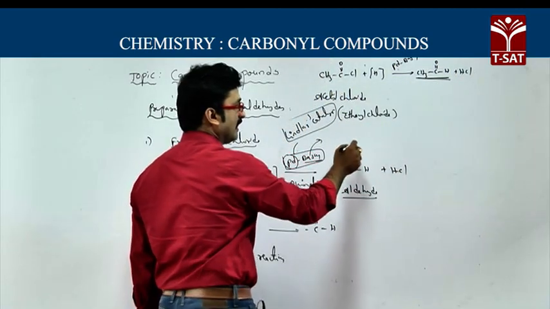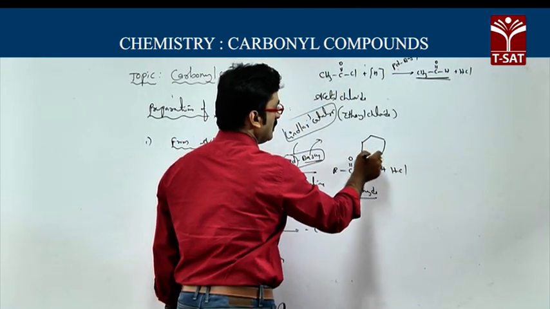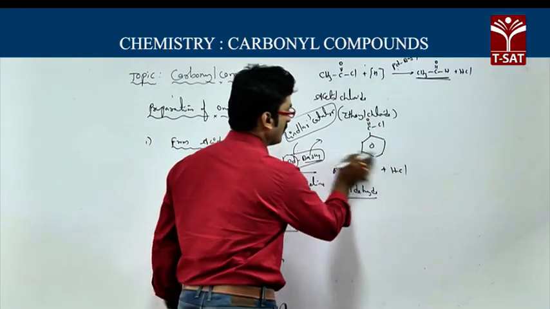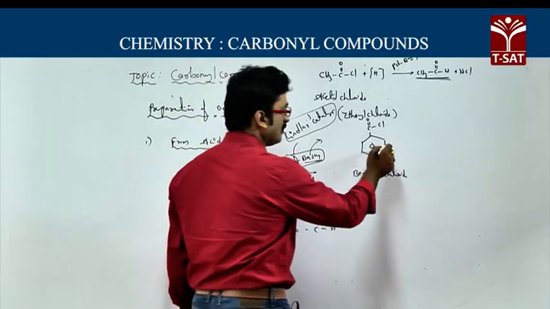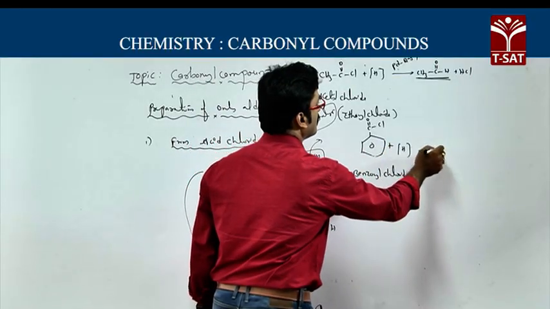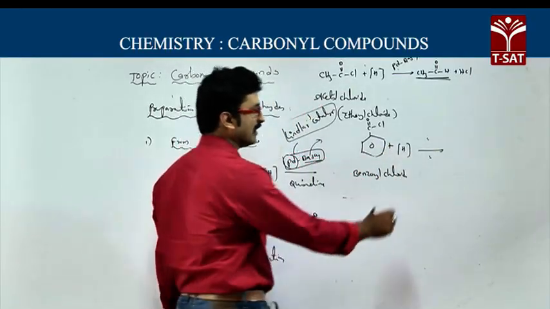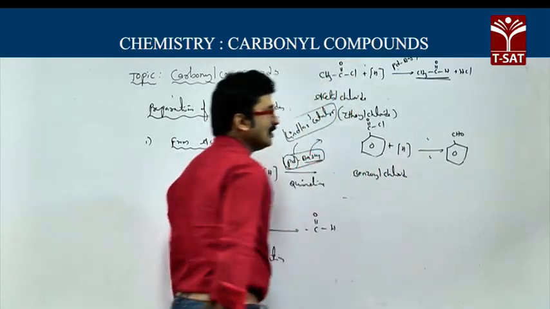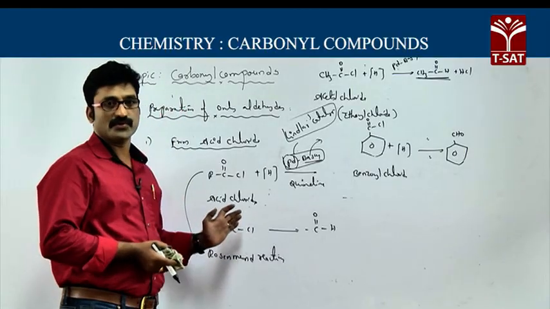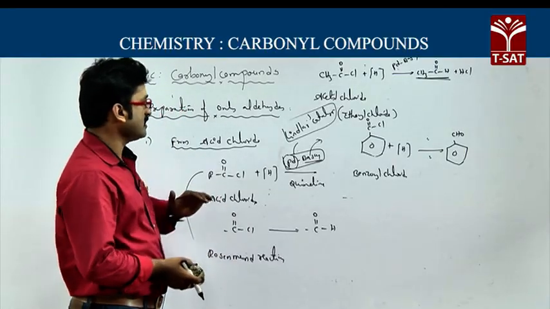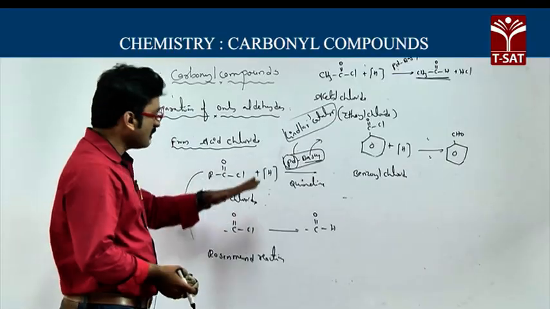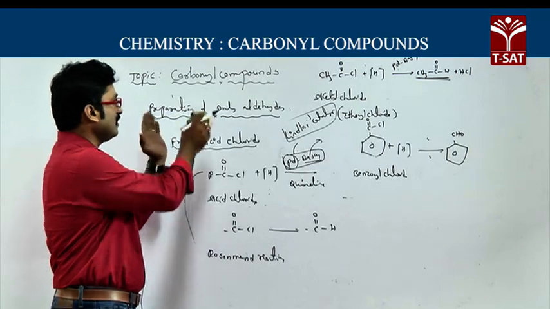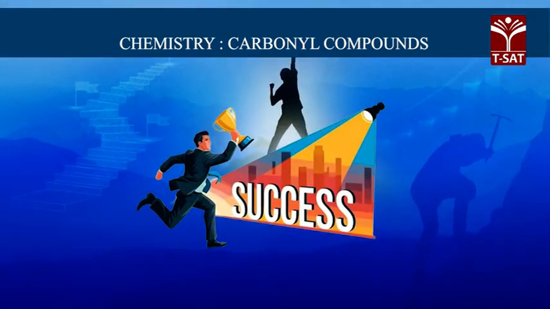Now I am taking one more example. If you take benzoyl chloride, this benzoyl chloride on reduction in the presence of Lindlar's catalyst gives benzaldehyde, C6H5CHO. This Rosenmund reduction is used only for the preparation of aldehydes from acid chlorides, and it cannot be used for the preparation of ketones. So we are discussing only the preparation of aldehydes.